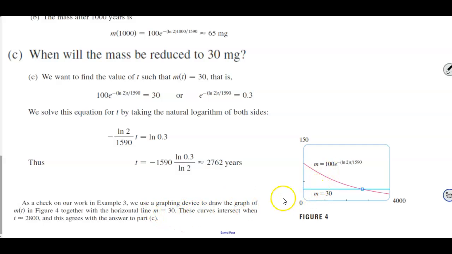Now, if we want to check our work in example 3, we can use a graphing device to draw the graph of the function in figure 4 together with the horizontal line where m is equal to 30. And so where these curves intersect is approximately 2800, which is close to what we got for our approximation.